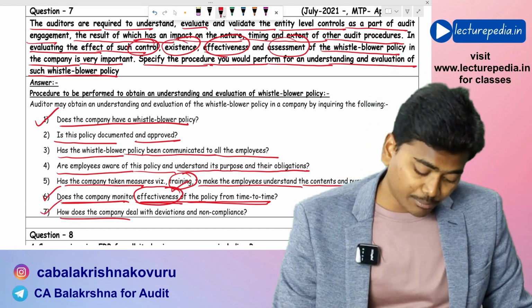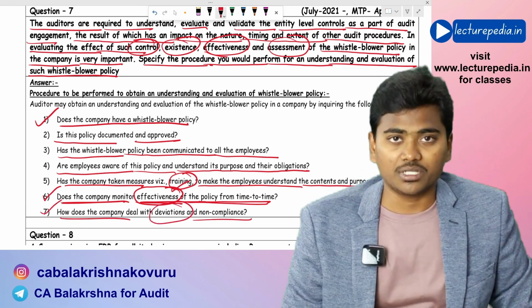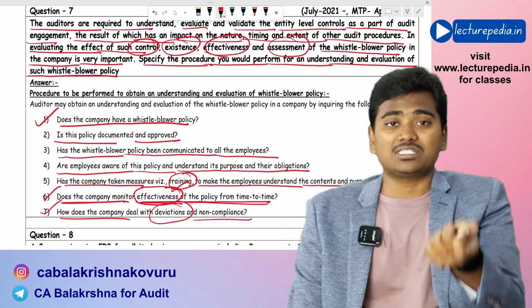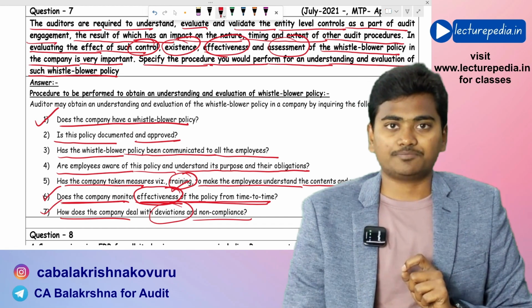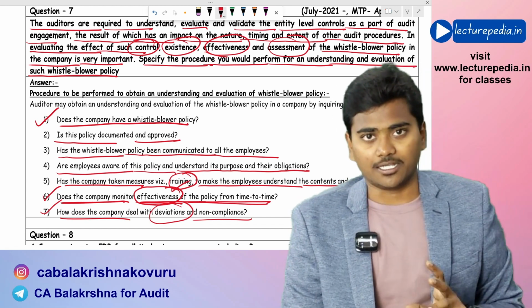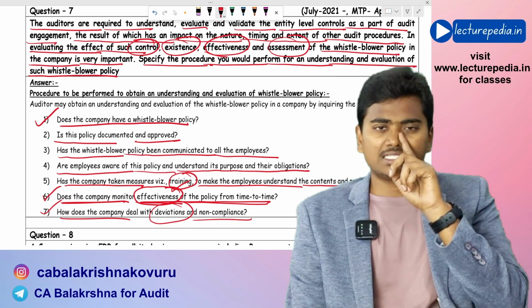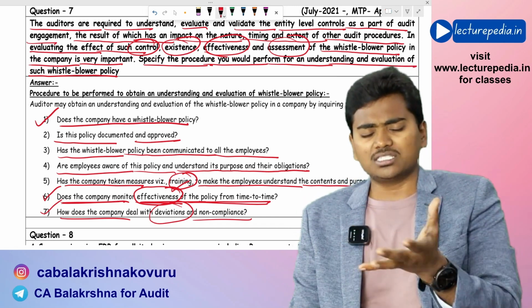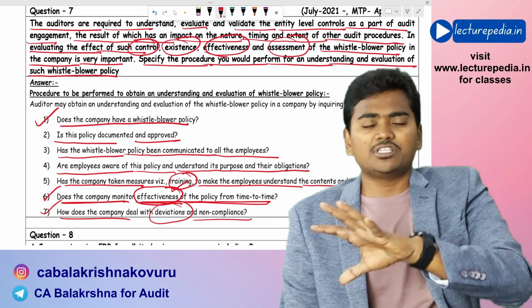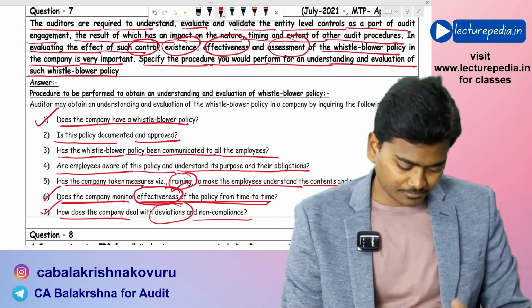And how does the company deal with deviations and non-compliance? If any employee does not comply with the whistleblower policy, how will the company deal with it? What type of punishment will it give or what type of action will it take? First of all, what is whistleblower policy? I guess you know what is whistleblower policy. It is a complaint mechanism in the company, which will operate internally.